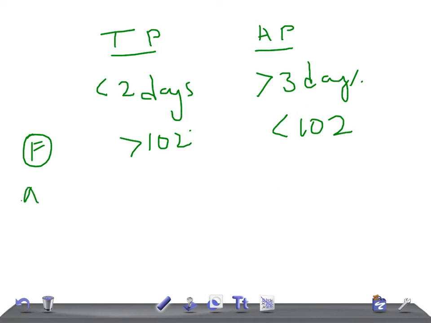What will be the age? In typical it's going to be more than 40 years usually. That's why we vaccinate them with the pneumococcal vaccination. Here, in atypical, it will be usually less than 40 years.